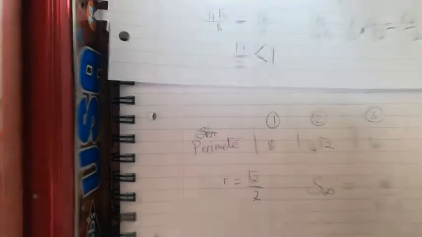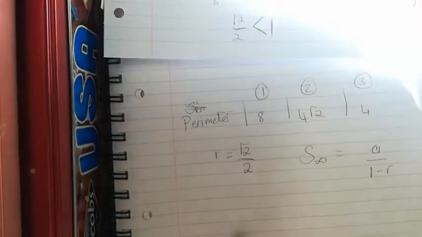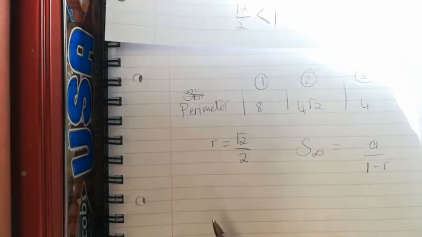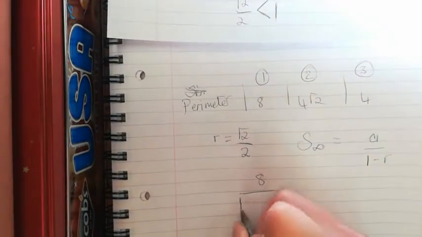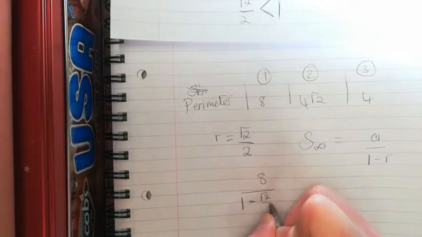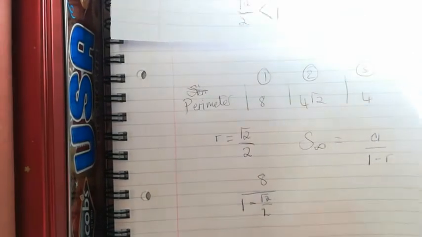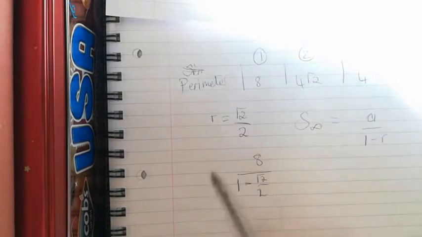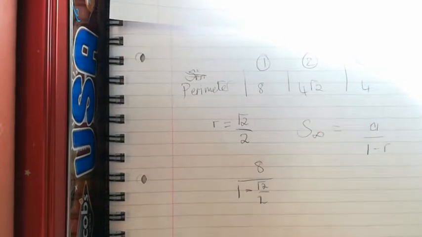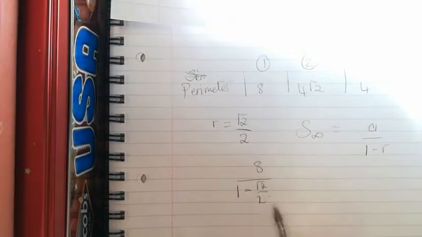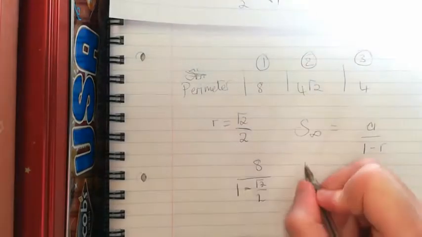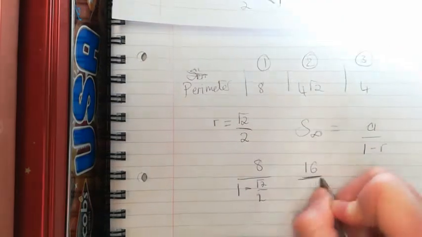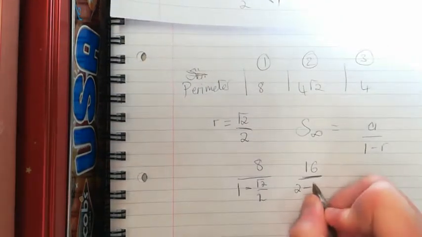So I'm going to plug in my terms. So firstly, a is equal to the first term. So our first term is 8. So it'll be 8 over 1 minus root 2 over 2. So I could just plug this into my calculator and my calculator will do the work for me. Or if I want to do it out myself, I might want to get rid of my 2 on the bottom. So if I multiply everything by 2, it'd be 16 over 2 minus root 2.